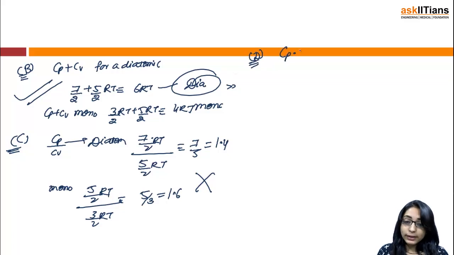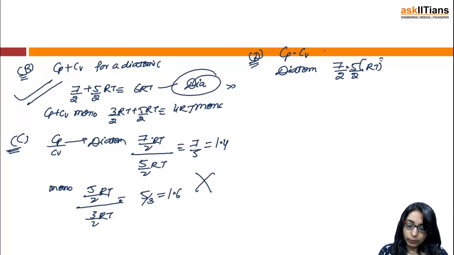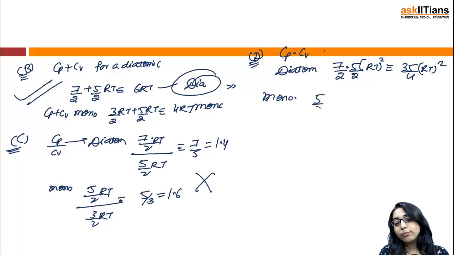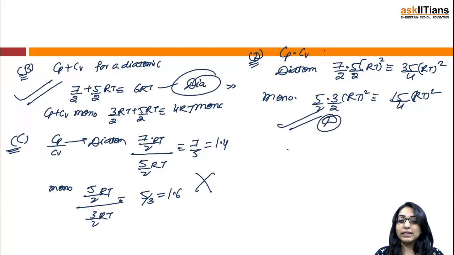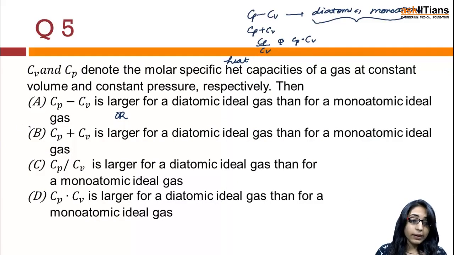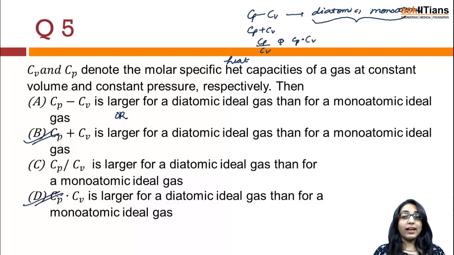Come over to option number D. You need to find Cp times Cv for a diatomic gas first. So 7 by 2 multiplied by 5 by 2 RT square, which comes out to be 35 by 4 RT square. And for a monoatomic gas, 5 by 2 into 3 by 2 RT square comes out to be just 15 over 4 RT square. So again, if you compare the values, you will find option number D is also correct. So for this particular question, option number B and option number D are the correct options.